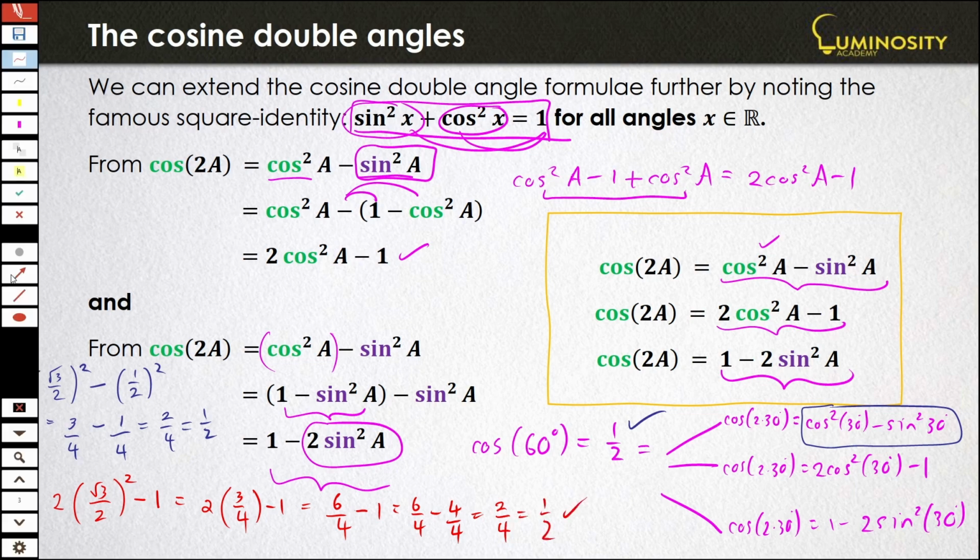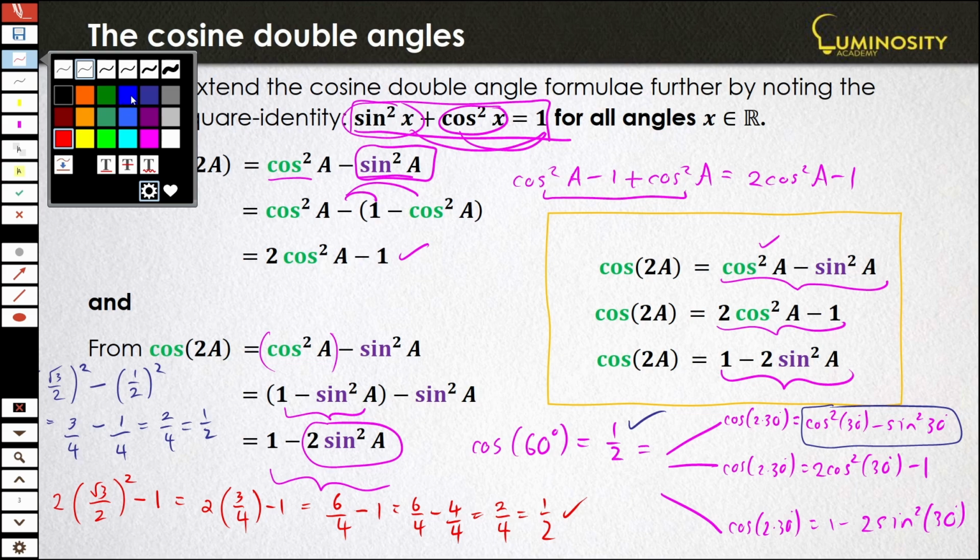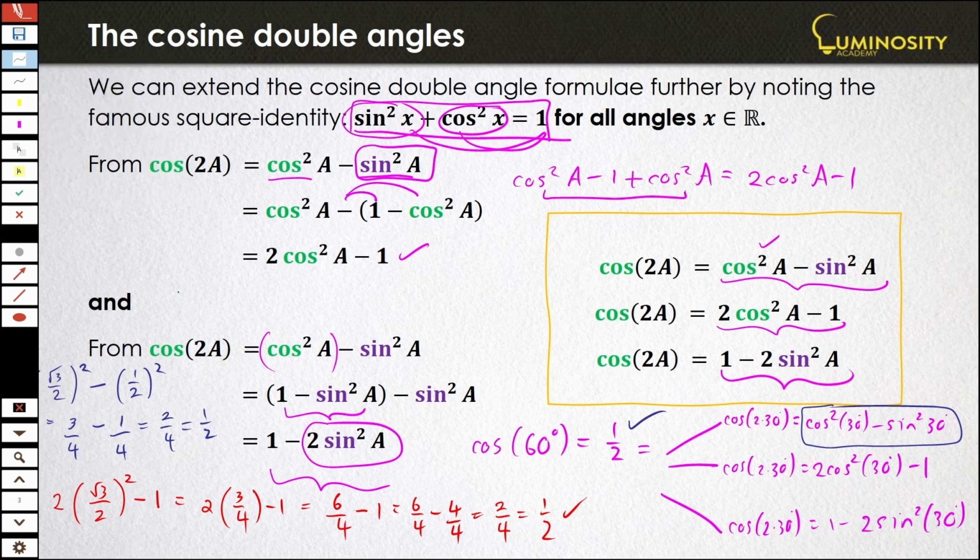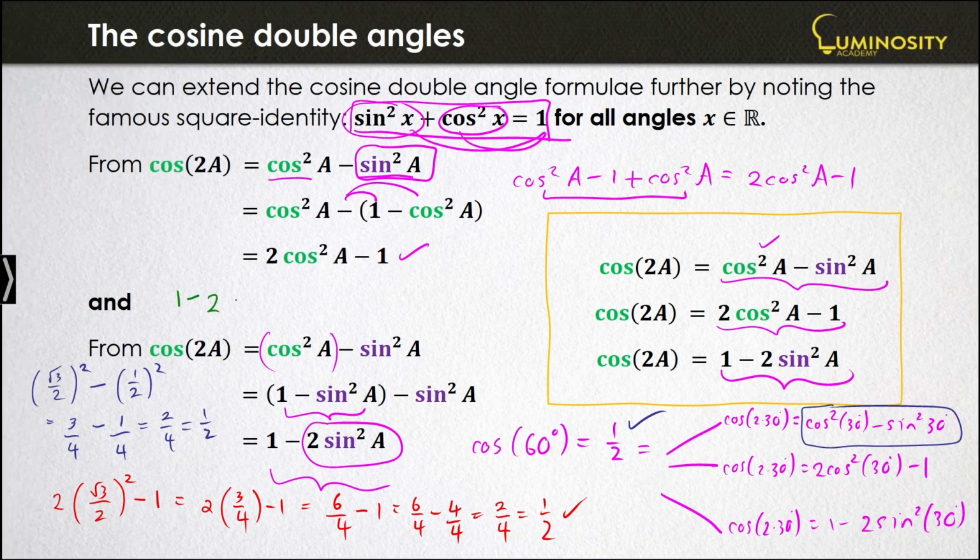So that's correct. And then lastly, from this one here, it's 1 minus 2 times sine squared 30. Sine of 30 is a half, and you're squaring that. So 1 minus 2 times a half squared, which is a quarter. So you have 1 minus 2 quarters, which is 1 minus a half, which is a half. So whether you use this one or that one, in terms of the trigonometric identity for cosine double angles, you will get the same result.